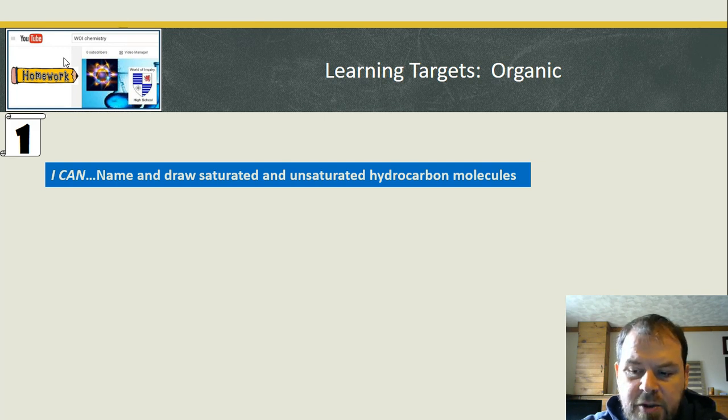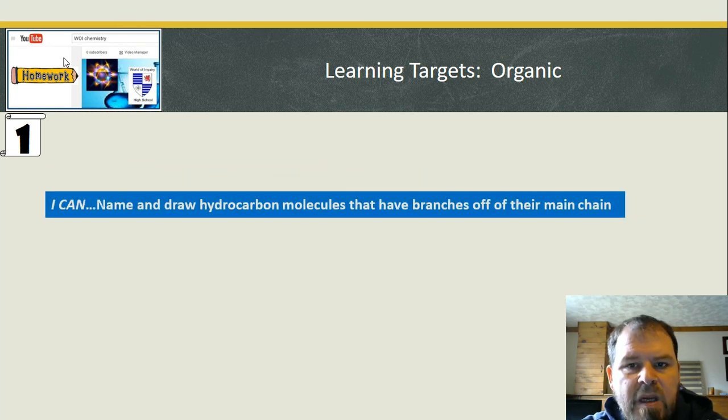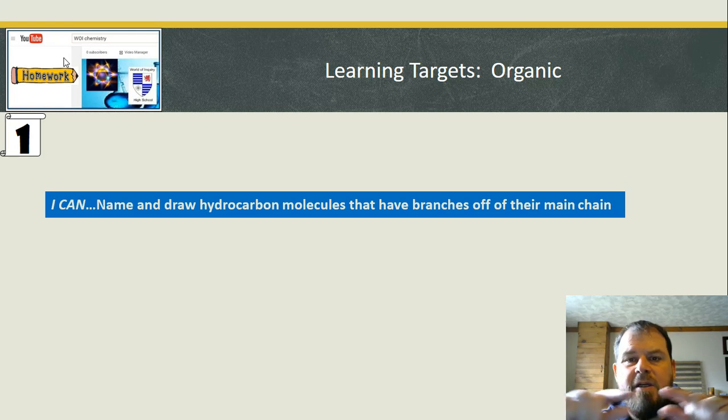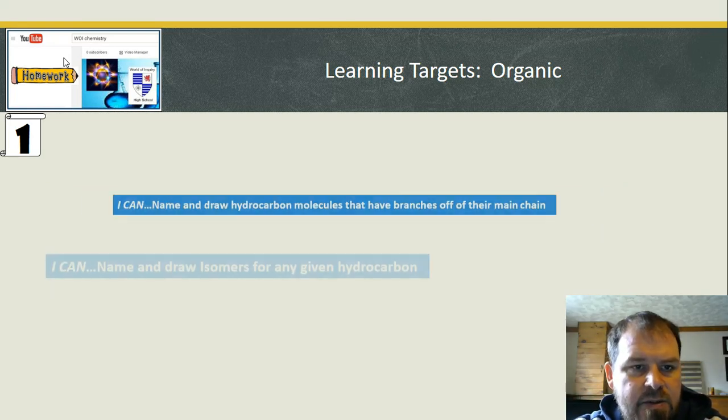So we have to be able to do 3 things for every task that we do. There's naming, and then there's drawing, and then there's the chemical formula. So we're going to be able to name and draw saturated and unsaturated hydrocarbons. That is the video 4 and 5. One's going to be saturated, one's going to be unsaturated. Then we're going to introduce branches. So instead of it being a straight chain, we're going to start making it branch off. That'll be video 6.